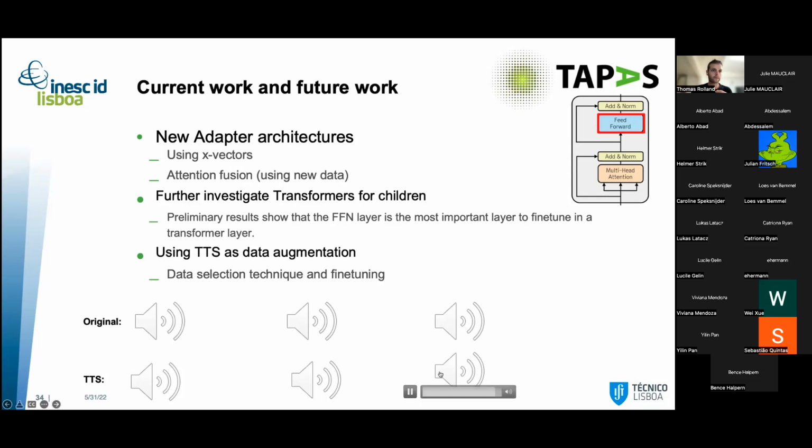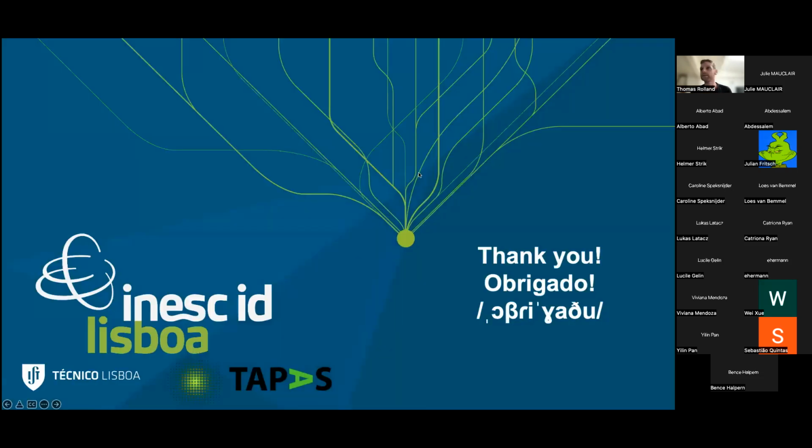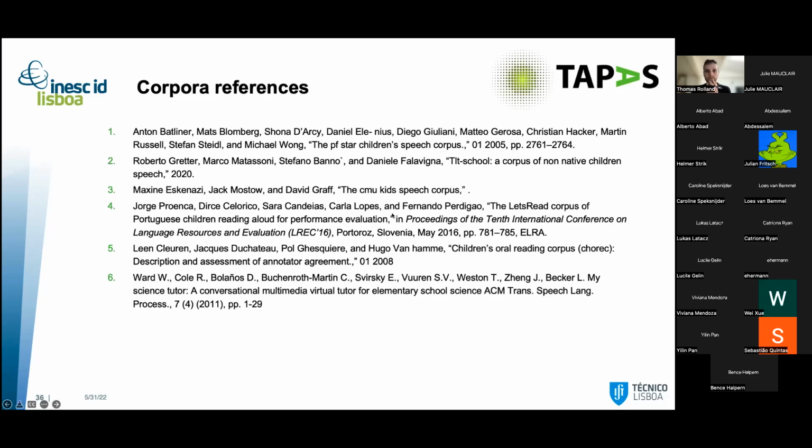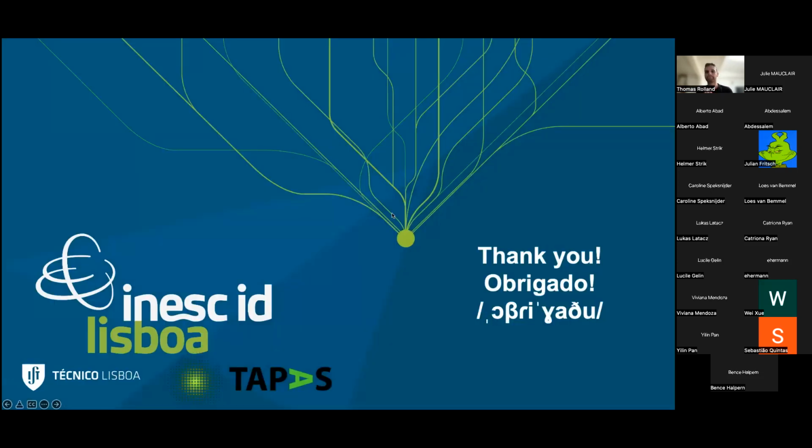So yeah, we have this model. Unfortunately, so far it doesn't work well because, as you can hear, there is a bit of artifact, and it's not as good as we want. But that's also something we want to do in the future: do data selection techniques and fine-tune the models a bit more with that. And yeah, that's all. Thank you. And I have here the reference of the different corpora. Sorry, I'm a bit over time.